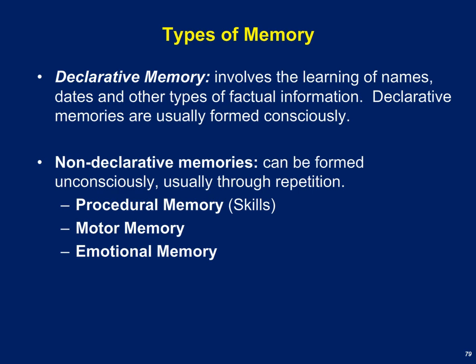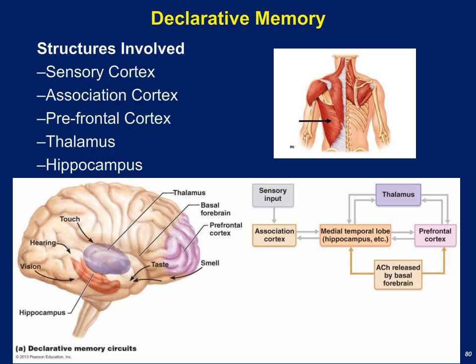On the other hand, non-declarative memories can be formed either partially consciously or unconsciously, and they include things like procedural memory, such as skills, motor memory, which also involves muscle movement, and emotional memory. So let's take a look at these steps and the parts of the brain that are responsible for forming a long-term declarative memory. Remember, declarative memory involves memorizing facts.